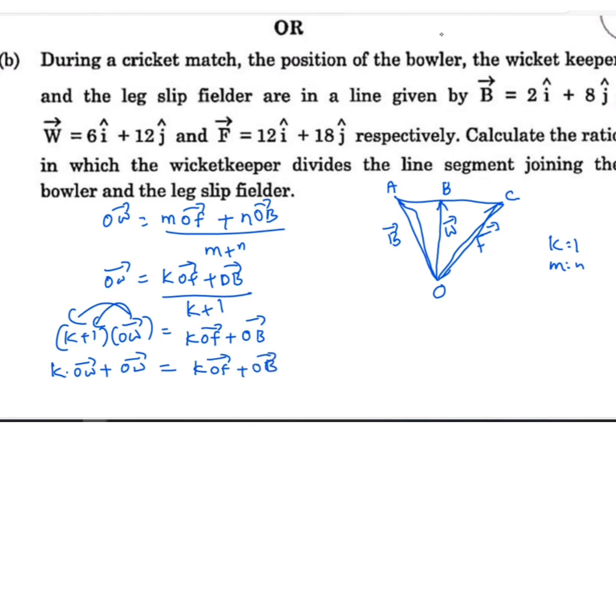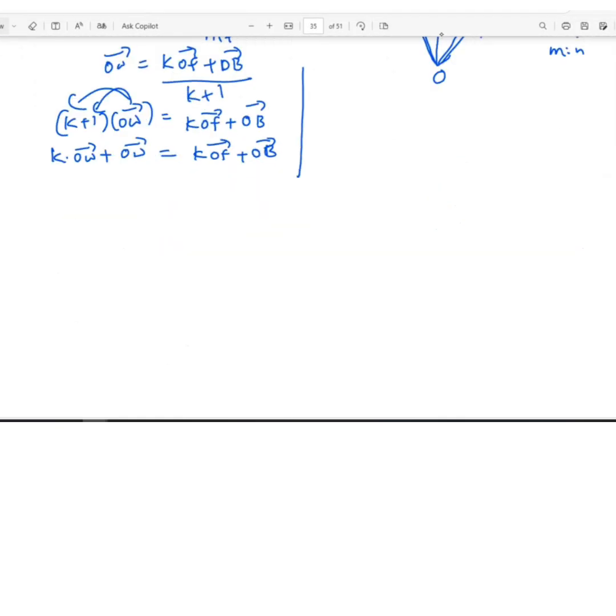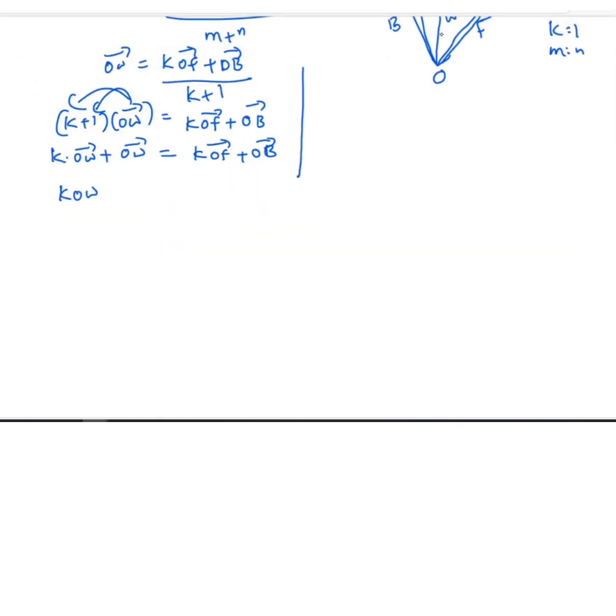Now rearranging, taking K to one side, we get K OW vector minus K OF vector equals OB vector minus OW vector. Taking K common, we get K into OW vector minus OF vector equals OB vector minus OW vector. Now what are the values of OW, OF, and OB? We just substitute the fielder, wicket keeper, and bowler values.